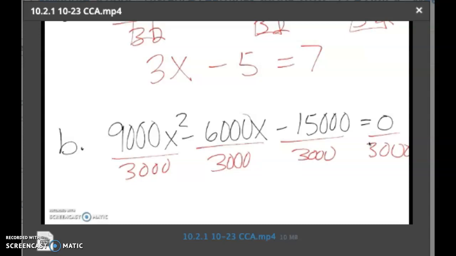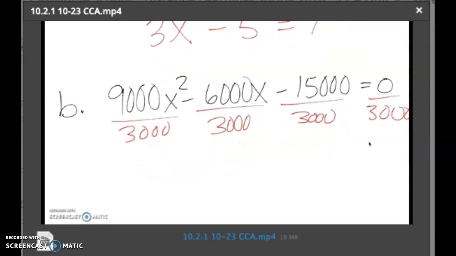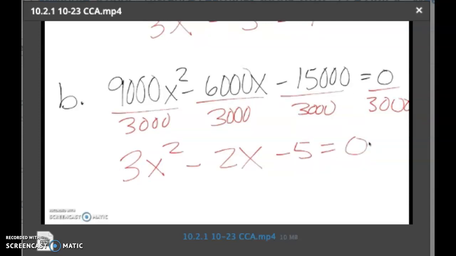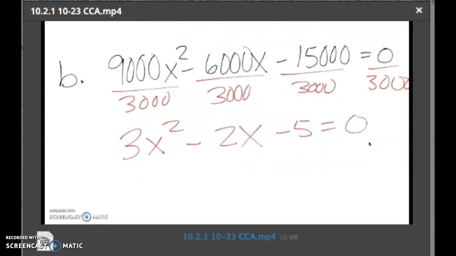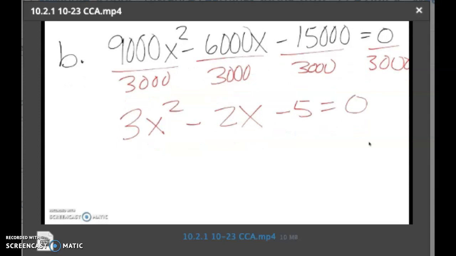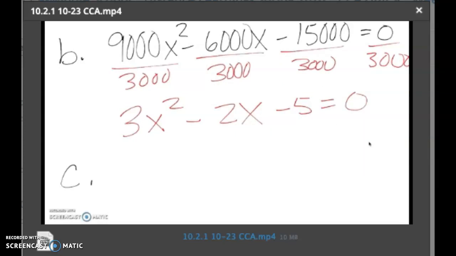Okay, when I do that, I get that 9,000 divided by 3,000 gives me 3x squared. 3,000 goes into 6,000 twice, so I'm left with minus 2x. And then 3,000 goes into 15,000 5 times, so I'm left with minus 5, and all that equals 0. Okay, so now it's a smaller, simpler equation that looks a lot easier to solve, and I'm going to let you keep solving this. So, right, you can choose how you want to do it. If you want to factor it, complete the square, do the quadratic formula, however you choose to do that to solve for your x-intercepts.